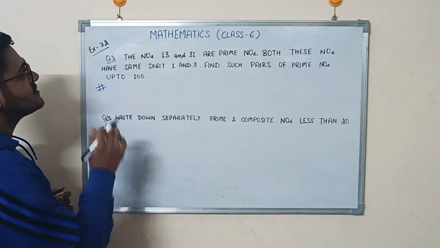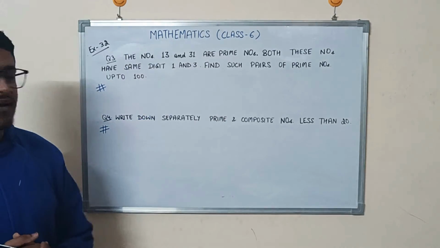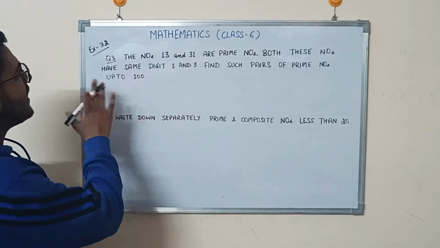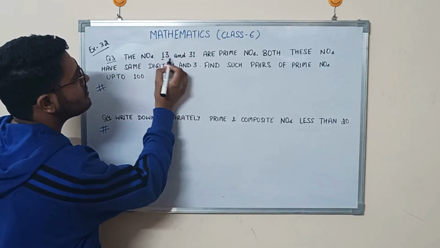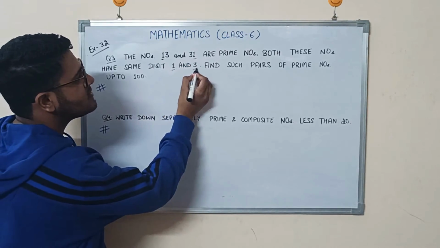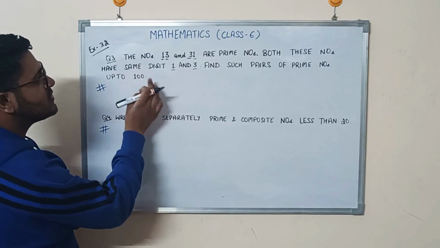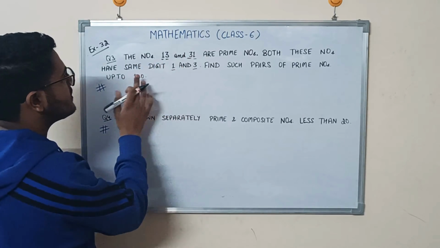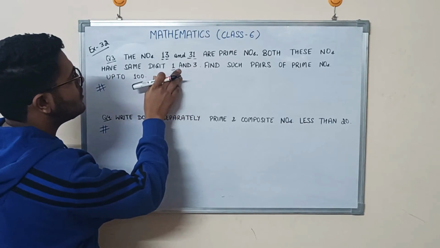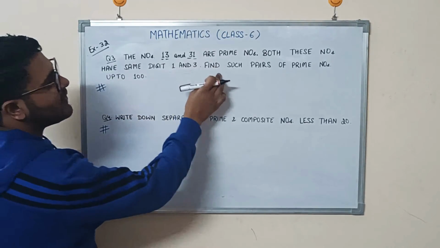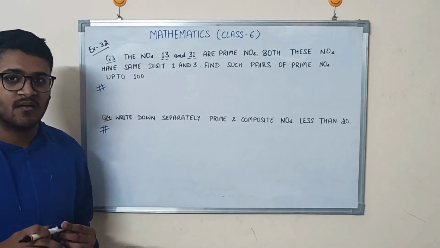So third question is, the numbers 13 and 31 are prime numbers, right? Both these numbers have the same digits, 1 and 3, right? Both the numbers 13 and 31 are composed of the digits 1 and 3 only, right? So what they are saying is, find such pairs of prime numbers up to the number 100.